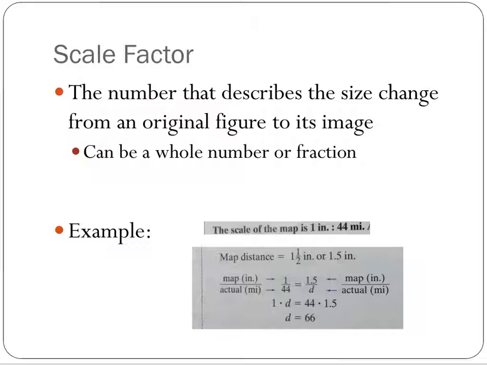So in other words, if I were to measure on that same map, if 1 inch is 44 miles, 1.5 inches is actually 66 miles. Don't forget your labels. Looks like they forgot their label there, right? So there you go.